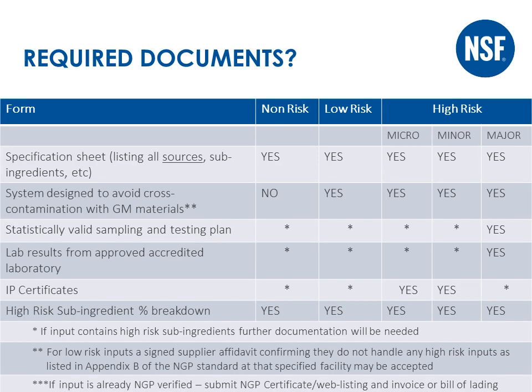Depending on the risk category for the input, we put together this table to help guide you. You can see from the top row, a specification sheet is required in all cases, whether an input is non-risk, low-risk, or high-risk at any composition amount. A system designed to avoid cross-contamination with GM materials is required for all ingredient types except non-risk ingredients. Next, you can see that a sampling and testing plan and lab results are required only for high-risk inputs in their testable form with intact DNA. This is a handy tool to use when you're preparing to submit your input documentation.